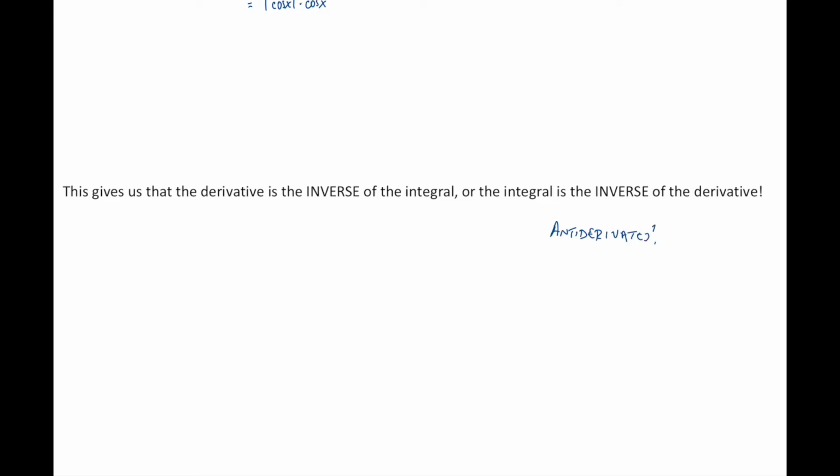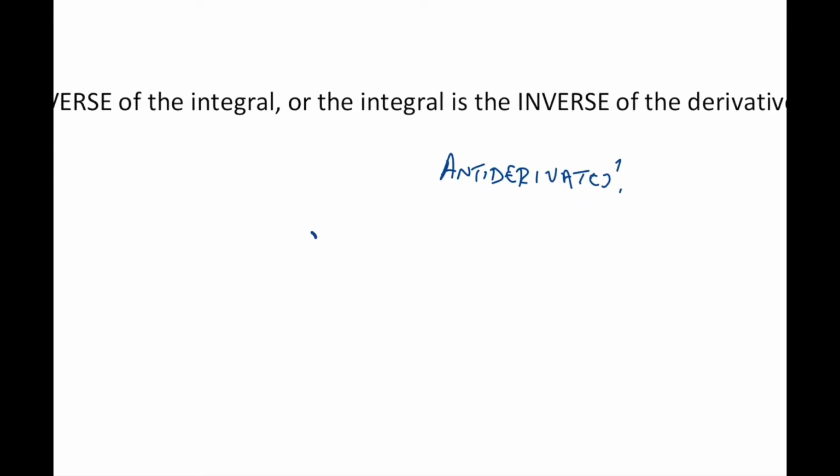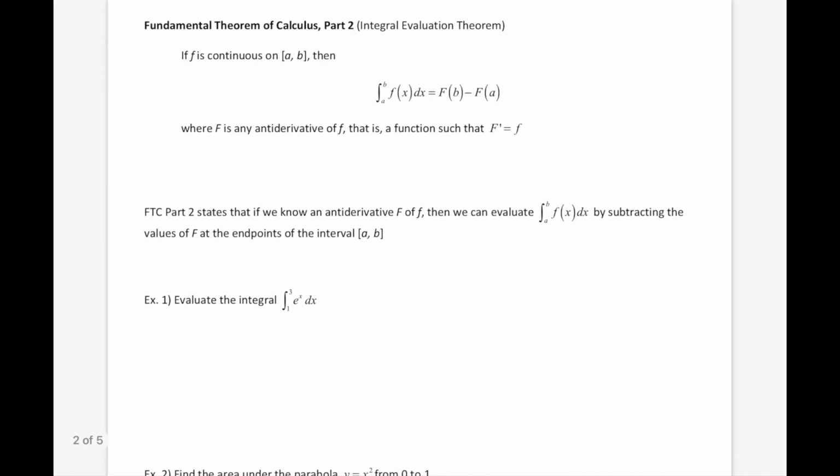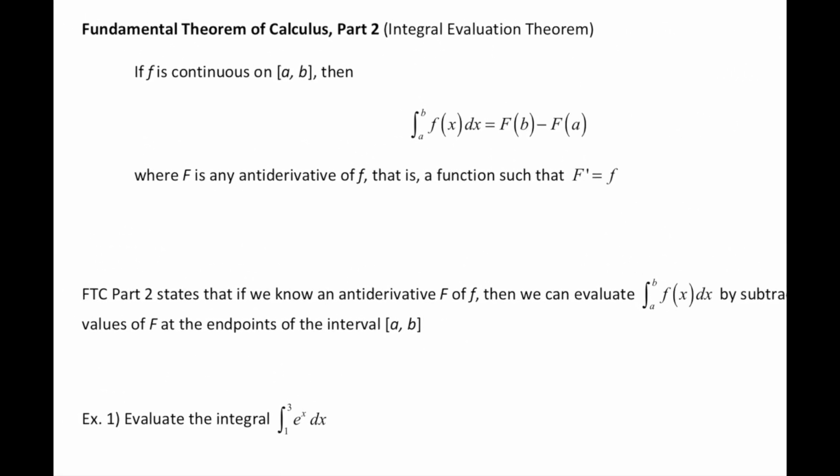Ooh. So big idea that we have here. What this can say is if we have some function, say f of x dx, then our integral is the antiderivative. Now our antiderivative, we use that big F notation, and we always added a constant. So that's what this is going to give for us. That brings us to the fundamental theorem of calculus part 2, also known as the integral evaluation theorem.